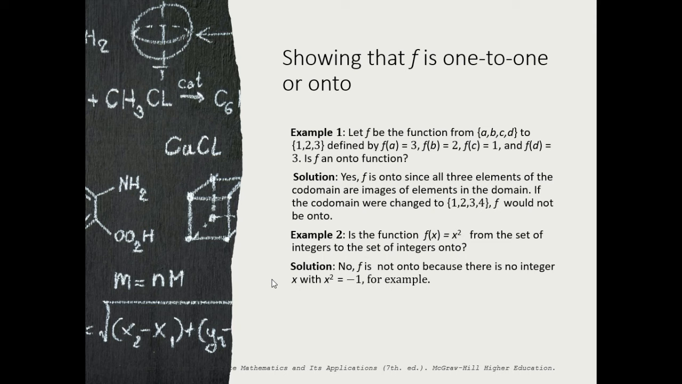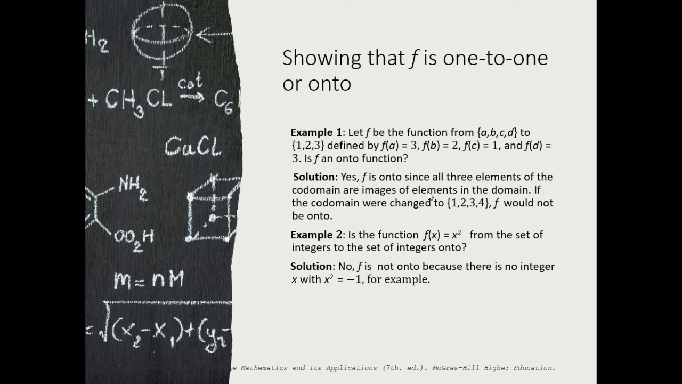That is, if f is a function from {a, b, c, d} to {1, 2, 3}, defined by f(a) = 3, f(b) = 2, f(c) = 1, and f(d) = 3, is the function f an onto function? So in this case, we can see that there are elements 1 to 3, and f is onto since all the three elements from the codomain are images of an element in the domain.